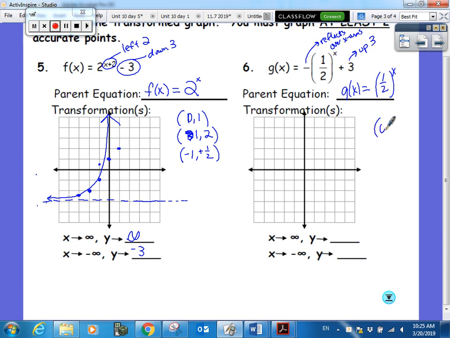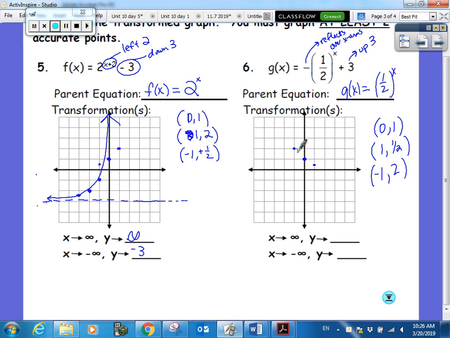And our points are going to be 0, 1, 1, 1/2, and if you want your other point, negative 1, 1 over 1/2, which would be 2. But again, on tests, we're going to ask you for at least 2 points accurately. But if you want to graph more, if you need to plug in more than that, you can plug in as many as you want. So we have 0, 1, 1, 1/2, and negative 1, 2. So those are your parent function points.